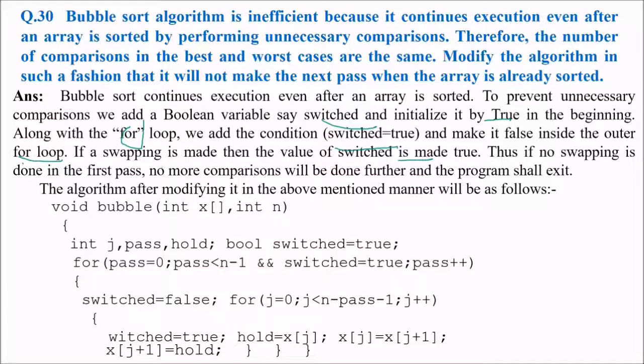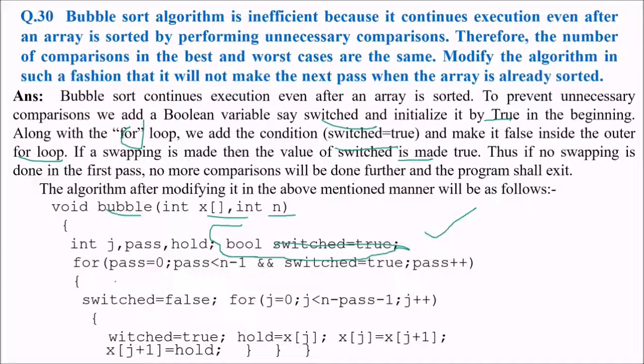So if no swapping is done in the first pass, no more comparisons will be done further and the program will exit. Bubble sort will be like this. We have an array and n numbers. We do it exactly the same way as with the for loops for the bubble sort algorithm. We are aware of the bubble sort algorithm, but we introduce here a Boolean value, switched, which is equal to true right now.